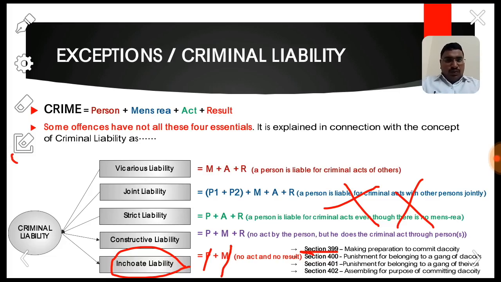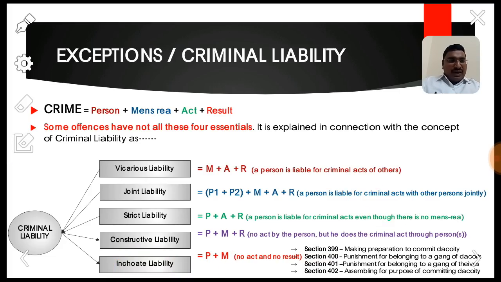Next, section 400 speaks about punishment for belonging to a gang of dacoity. Section 401, punishment for belonging to a gang of thieves. Section 402, for assembling for the purpose of committing dacoity.